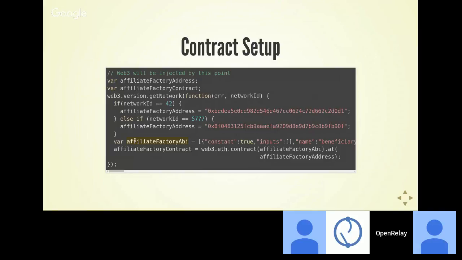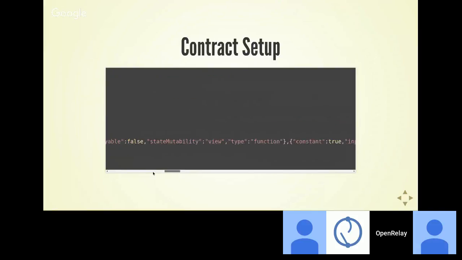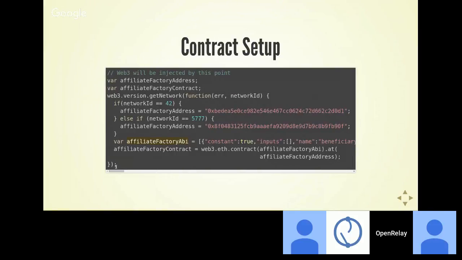And so in order to have a good way to interact with the affiliate factory contract, we need to provide Web3 with the affiliate factory ABI. And just to give you some idea of how big the affiliate factory ABI is, it's a really long lump of JSON. And this actually isn't a very long one in the scheme of things. There are a lot of ABIs that are way longer than that.